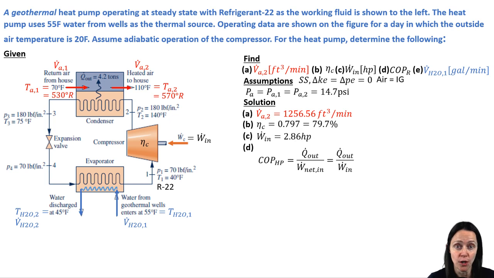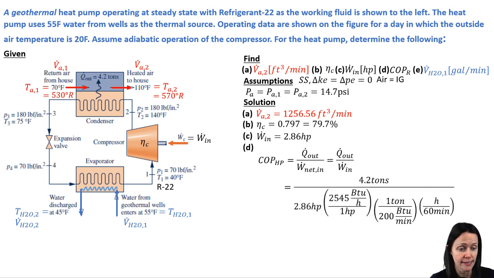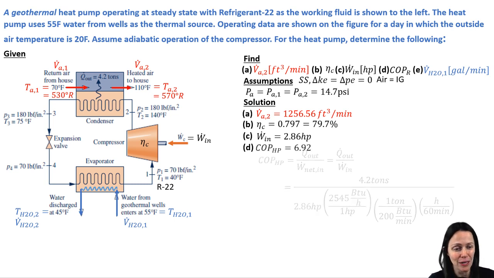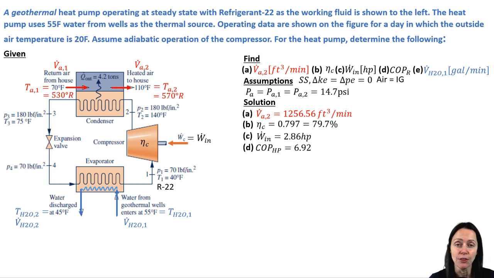Now I'm ready for my COP. Shouldn't be so bad. I've already figured out what W dot in is, albeit in horsepower. And then my Q dot out, that's given to me. That's the 4.2 tons. Once again, watch those units, but it's just plug and chug, and 6.92 is your COP. And the very last thing you need to do is get the volumetric flow rate of the water coming from the geothermal well.